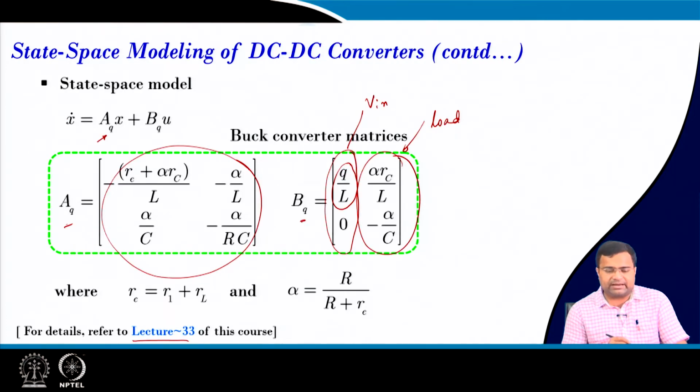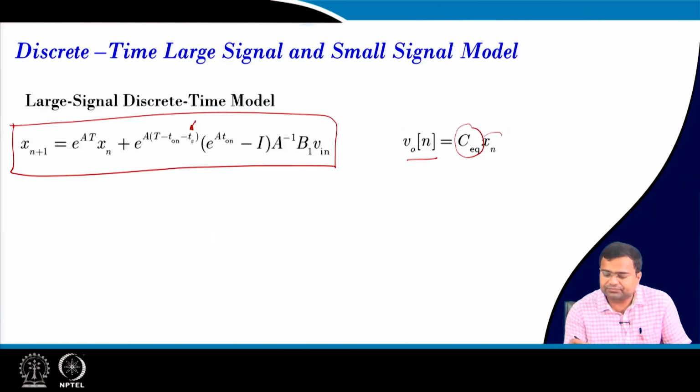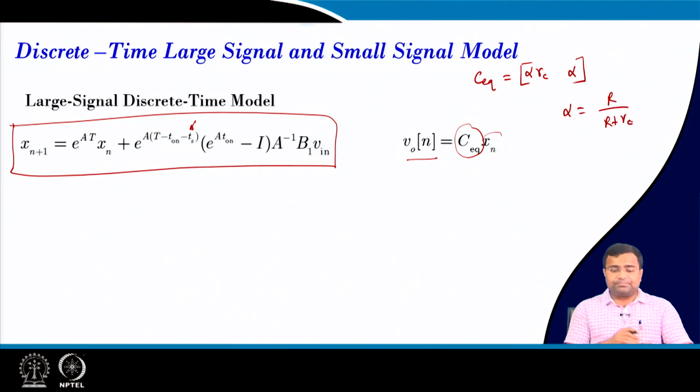So, what is the C matrix? Okay, let me write down the C matrix. C equivalent for a buck converter is simply alpha RC into alpha, and what is alpha? It is R by R plus RC. Okay. So, that means the C equivalent does not depend on any Q function.